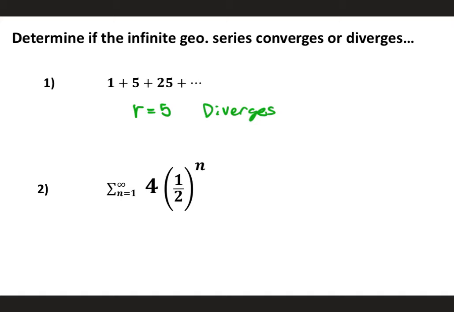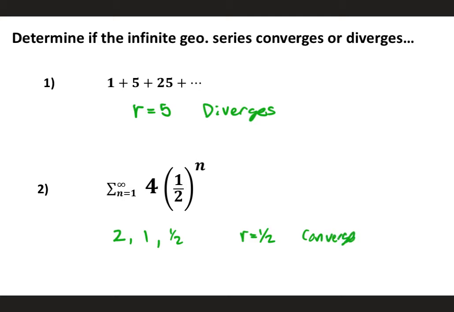However, for this next one, if we find a couple of these terms, we can do that real quick. 4 times 1/2 is 2, times a half again is 1, times a half again is 1/2. Each time we're multiplying by 1/2, so R equals 1/2. Since 1/2 is less than 1, we can say this one does converge, which means it would have a sum.